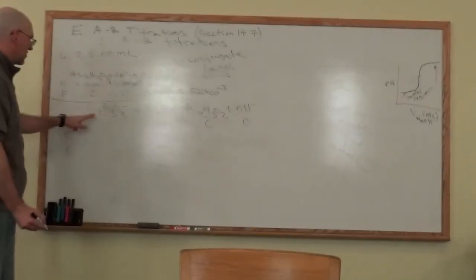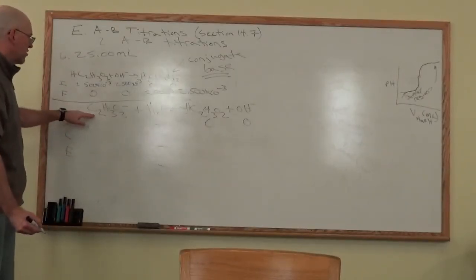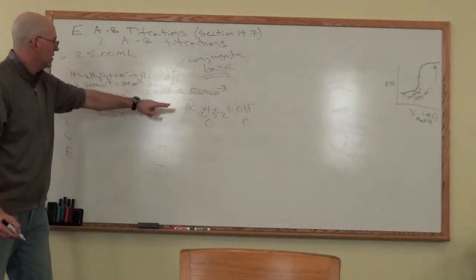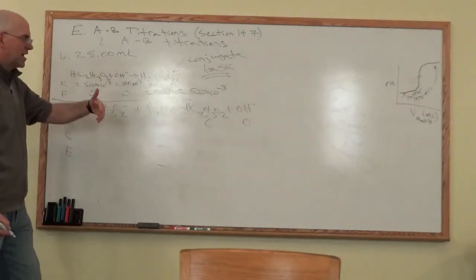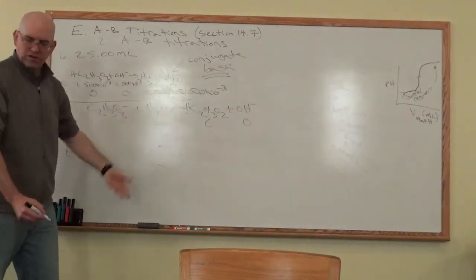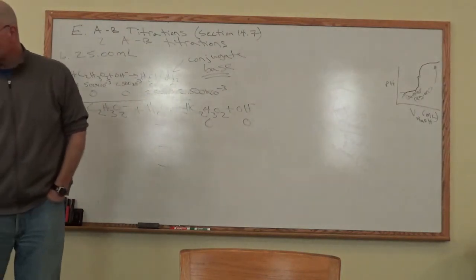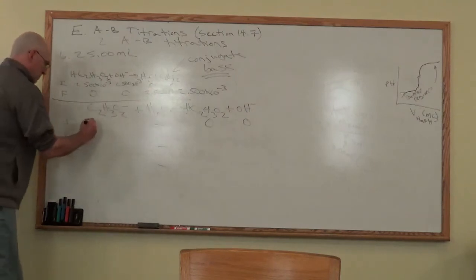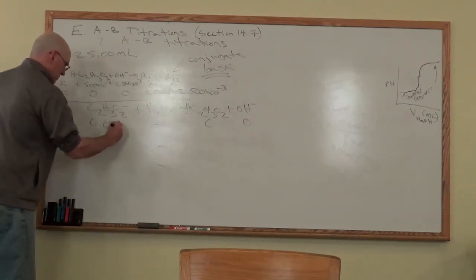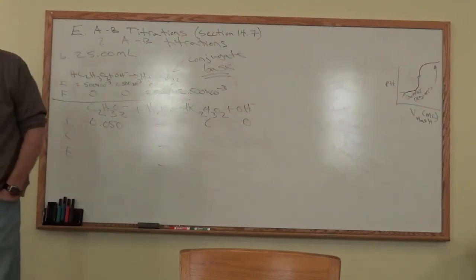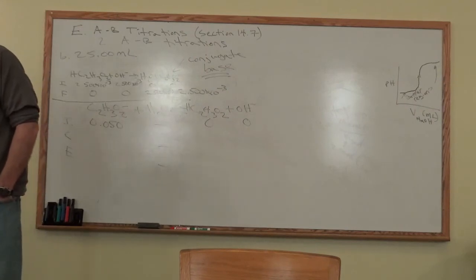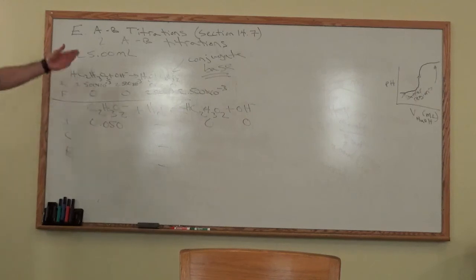So what's the molarity? Now we're going for molarity. What's the molarity of the acetate? Well, here's the moles. The total volume is 50 milliliters, and you should get 0.050. Okay. I think we're home free now. It takes a lot of work to get here, but now we're home free.